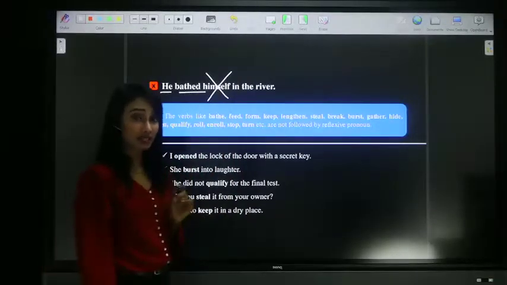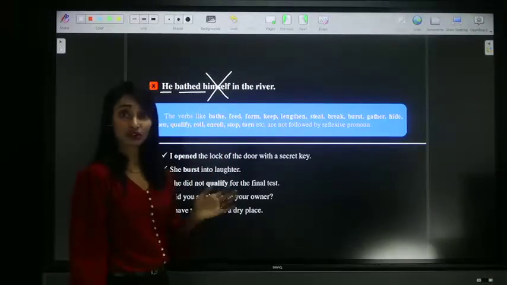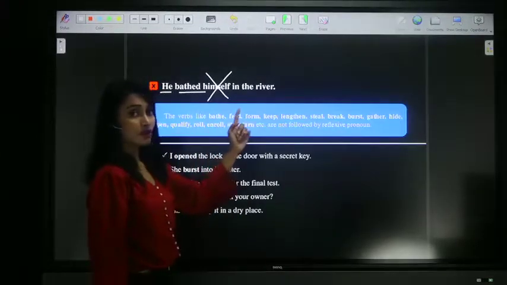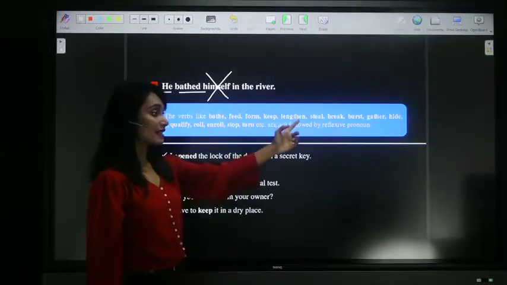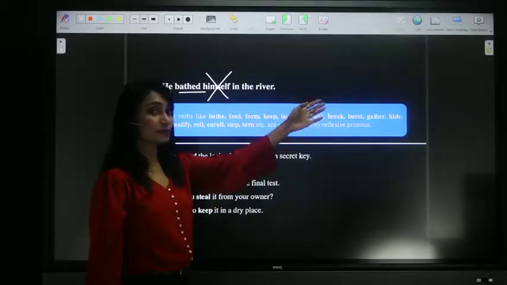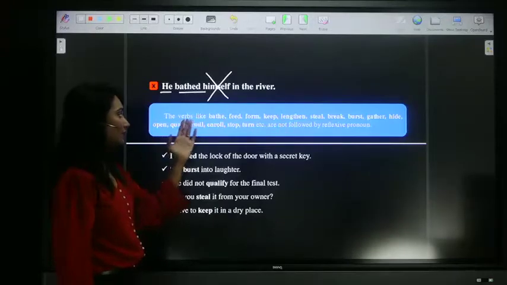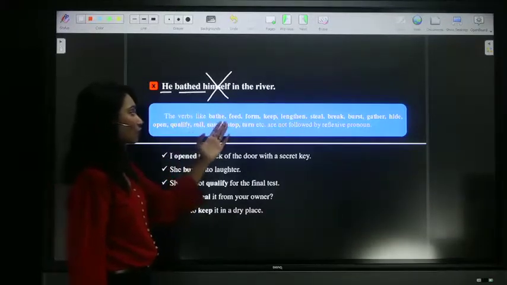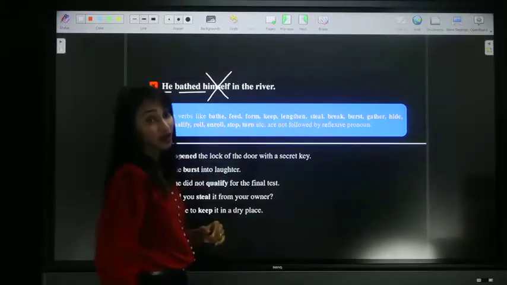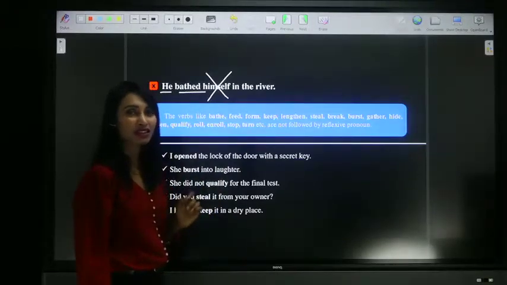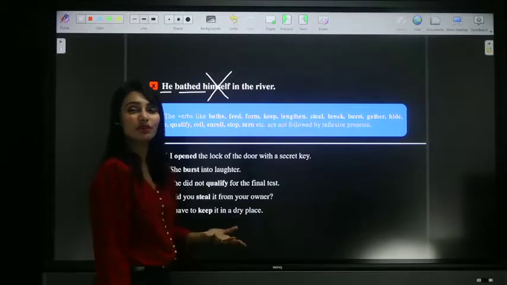I'm giving you the list of verbs where we do not use reflexive pronouns. They are bathe, feed, form, keep, lengthen, steal, break, burst, gather, hide, open, qualify, roll, enroll, stop, turn, etc. These are the verbs which are not followed by reflexive pronouns because it looks absurd to use reflexive pronouns.